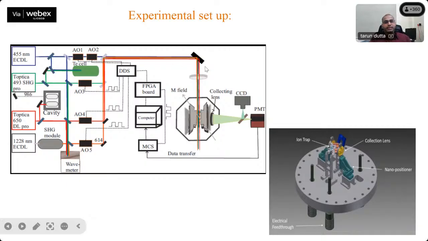And then all the lights are going to the trap, and then the photons, you see, this is the collecting lens which is inside the vacuum chamber, which is collecting the photons, and here is the CCD, where you can see the image of each ion, the ions I have shown in the previous slide, that is from the CCD image. And if you want to count the photons, then a PMT, a photomultiplier tube, is there, which is counting the photons.